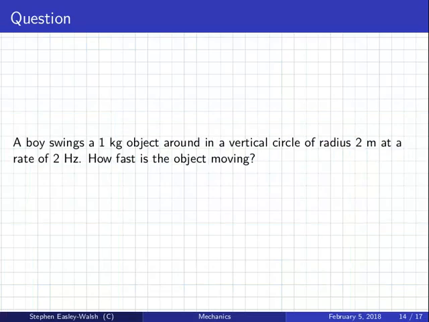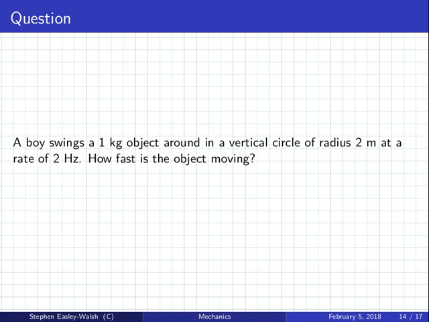So, now, a boy swings 1 kilogram around in a vertical circle. So, tell me, is he going like this, or is he going like this? First or second? The second one, yeah. So, he must be turning something around like this, not like this. It's in a big circle, so it's something at the end of a string. It's 2 meters. And the frequency is 2 hertz. How fast is the object moving?